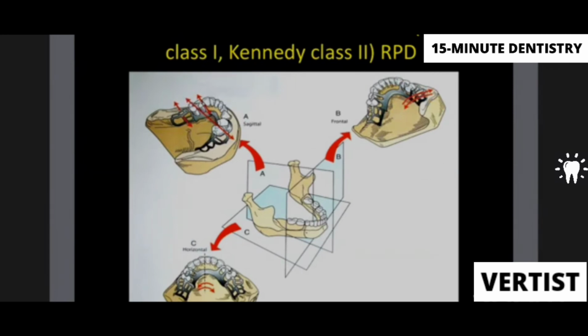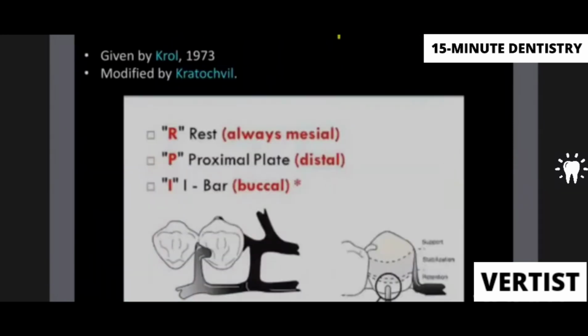Now, what does an RPI do? RPI was first given by Kratochvil in 1973 and modified by Krol. Again, Krol and Kratochvil, you must know these names. Whenever you write an RPI, you must know R stands for rest, which is mesial, because rests in any other form of direct retainers are always distal. P is proximal plate and I is I bar. That's why it's called RPI, given by Krol, modified by Kratochvil. Very important, you must know these names.